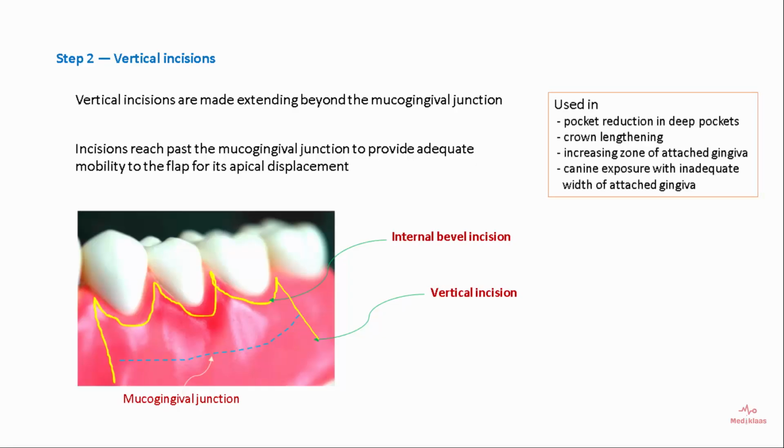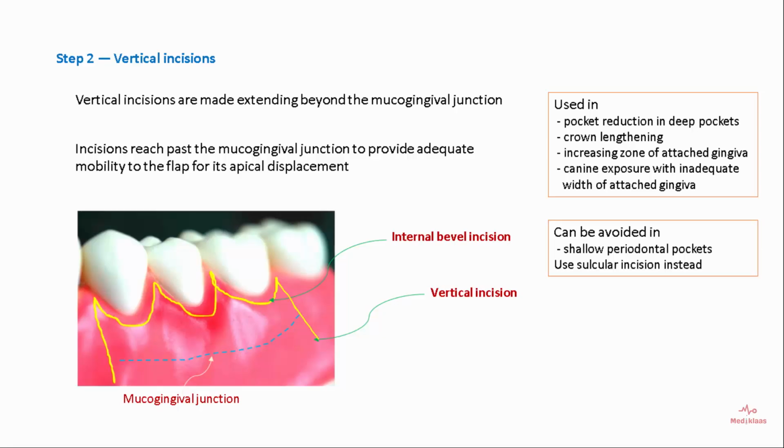Vertical incisions can be used in pocket reduction in deep pockets, crown lengthening, increasing zone of attached gingiva, and canine exposure with inadequate width of attached gingiva. They can be avoided in shallow periodontal pockets and only sulcular incision can be used.